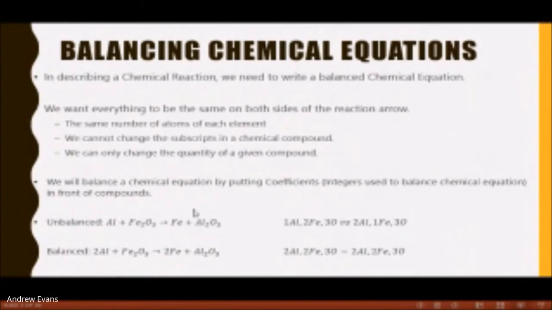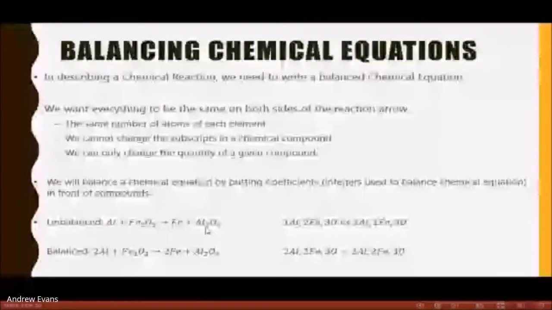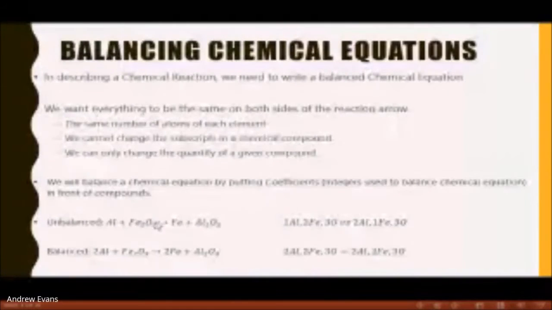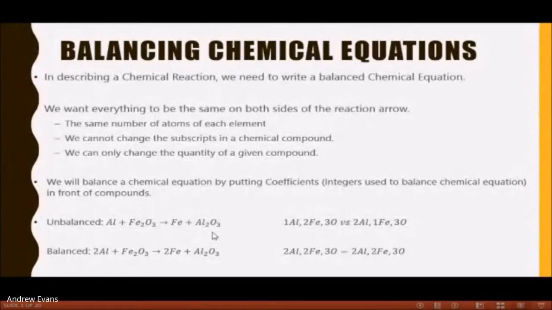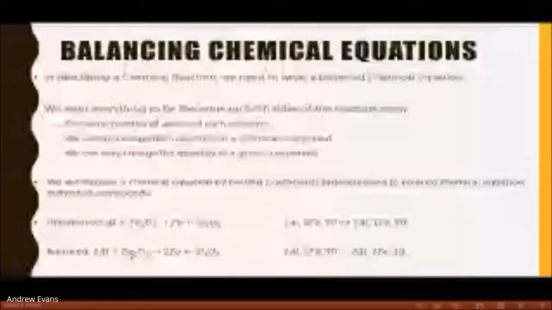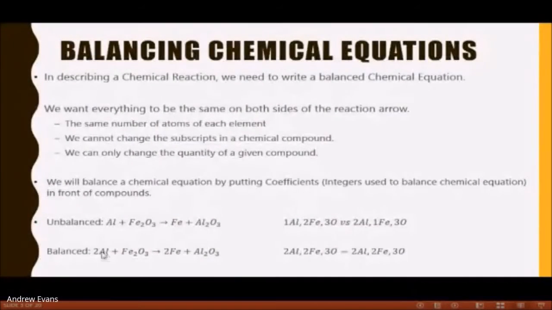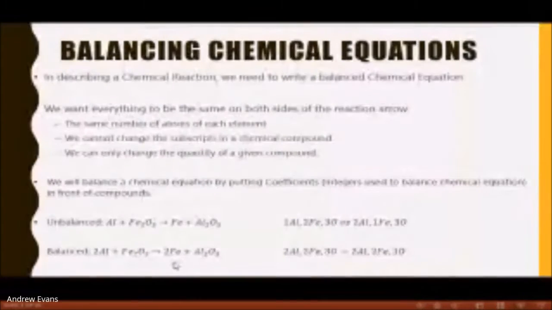You could put that on and kind of seal the thing. So we see on here, there's one aluminum on the left, two on the right. Two iron on the left, one on the right. Three oxygens on the left, three oxygens on the right. So the oxygen is good. The easiest thing to do would be to just double the aluminum on the left and double the iron on the right. And then we have 2 and 2, 2 and 2, 3 and 3, and we're good.